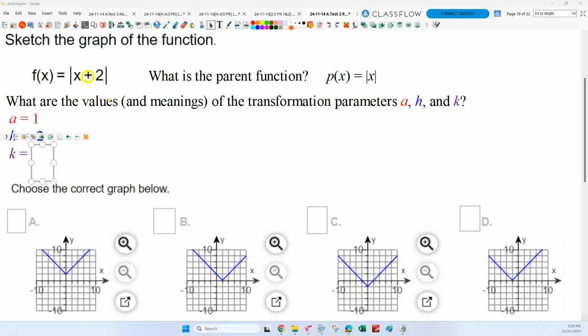Okay, so now we got to think what those mean. The fact that A is equal to 1, give me thumbs on this. Is it stretched vertically?